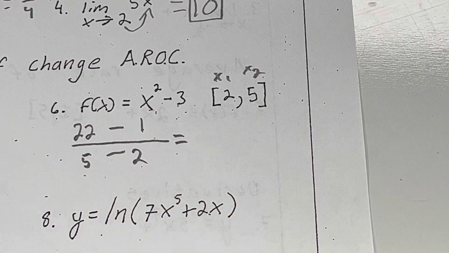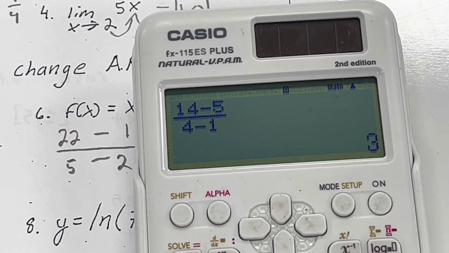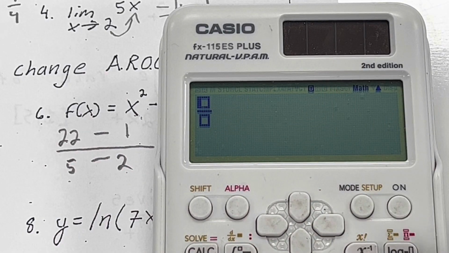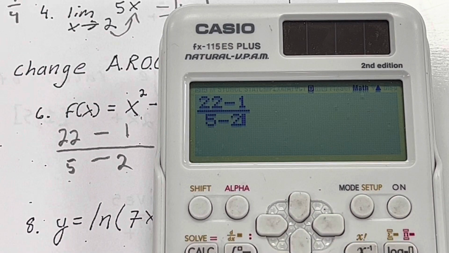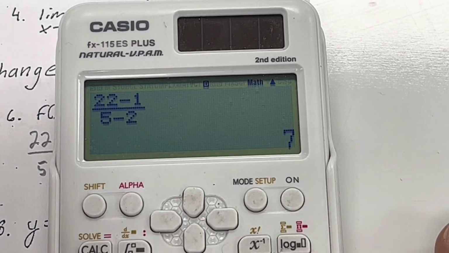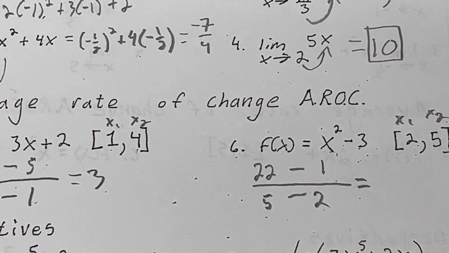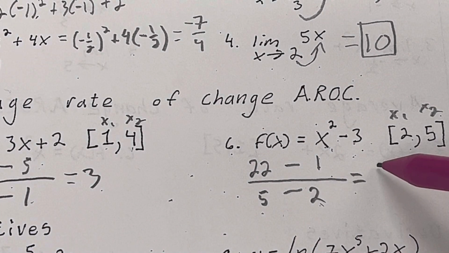Again, you can do the arithmetic by hand or use the trusty calculator. Hit the fraction bar, type in 22 minus 1, down arrow, 5 minus 2, and that's going to give us the 7. And if you did it by hand, that would be 21 over 3. 21 divided by 3 equals 7.